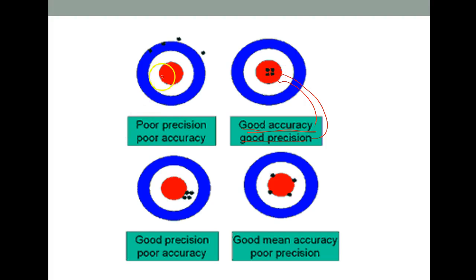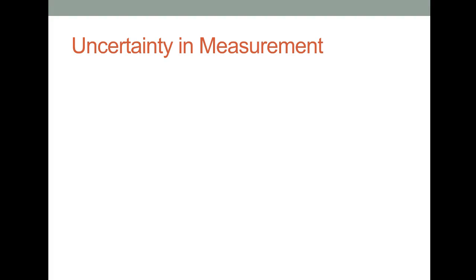Over here, they didn't get any in the desired location, and they're all over the place. So this would be poor precision and poor accuracy. This one is a good example where precision is pretty good, but the accuracy is pretty low because you want them to be in the center. Okay, this one I'm not going to really talk about.